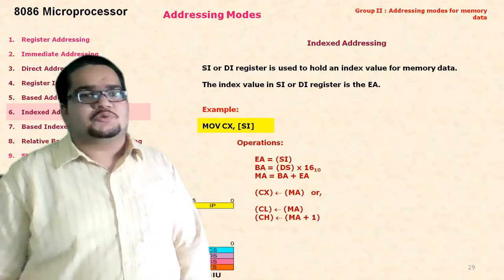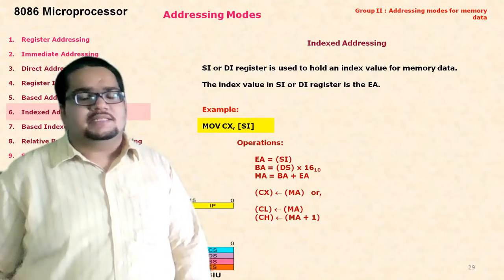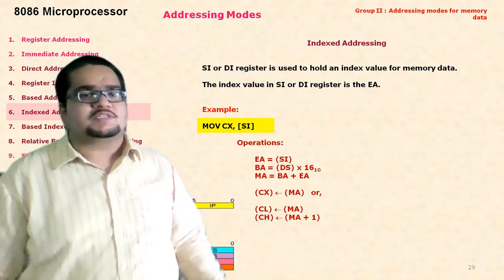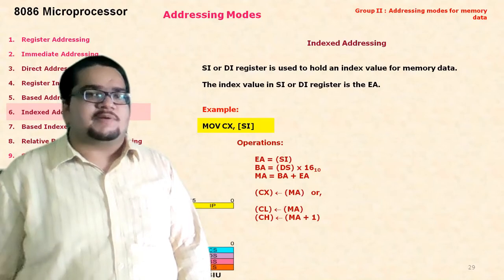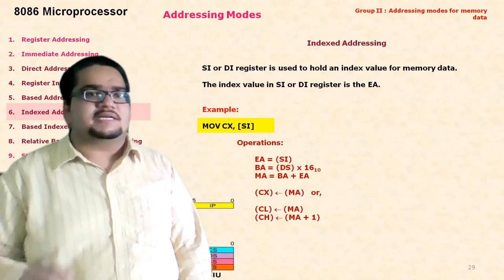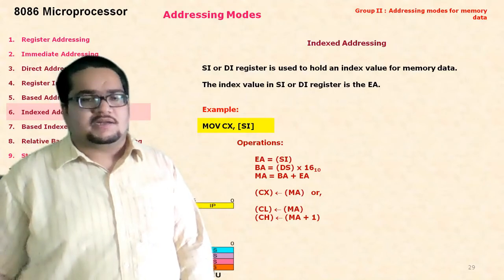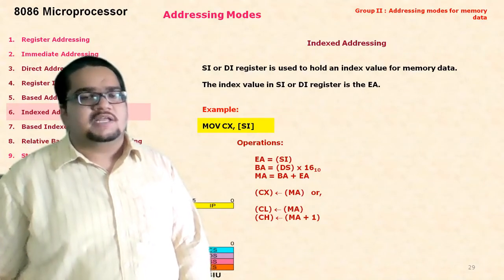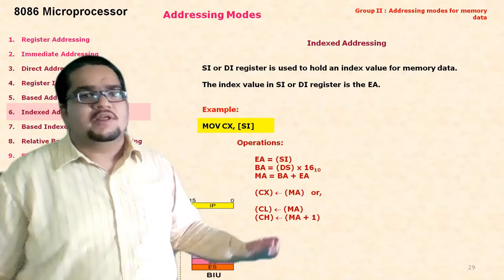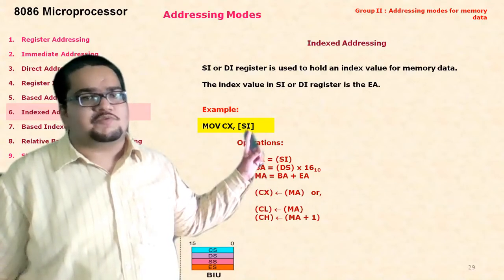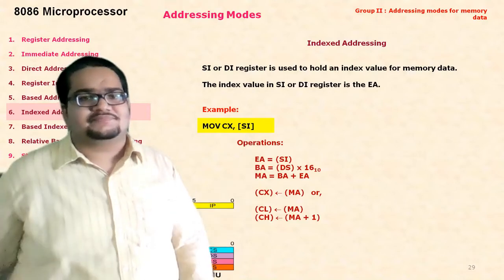As earlier with the base addressing mode, in the indexed addressing mode also the operation of calculating the effective address will be the same. The only difference from the base addressing mode is that in the base addressing mode, either the BX or BP registers contain the effective address, but in this indexed addressing mode we have either the SI or the DI register, which contains the effective address of our data.